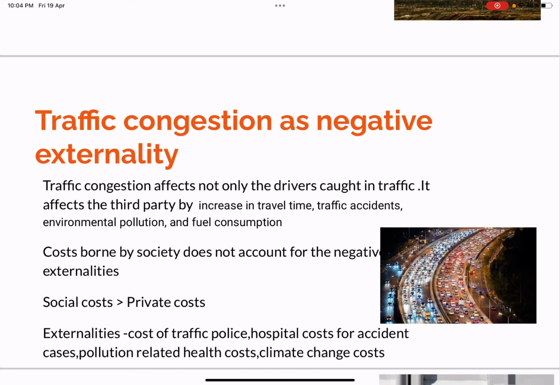So how do you compute that? If you want to compute the negative externality cost because of traffic congestion, one might have to include, say, the cost of traffic police, the hospital cost for accident cases, maybe the pollution related health costs, or at a broader level, the climate change impact costs. Okay, so all these things, if you could compute and quantify, then that becomes the cost because of negative externality. And if it is added to the private cost, we would get the social cost because of traffic congestion for traveling in a city.